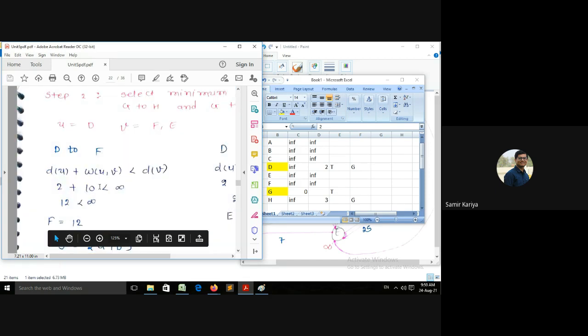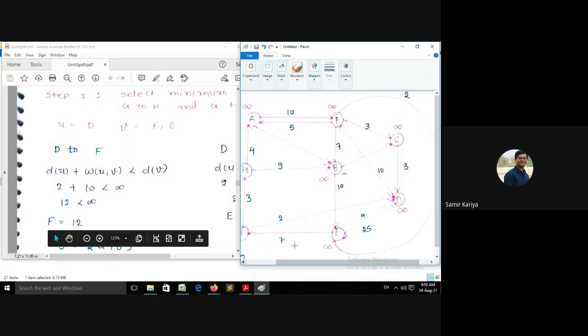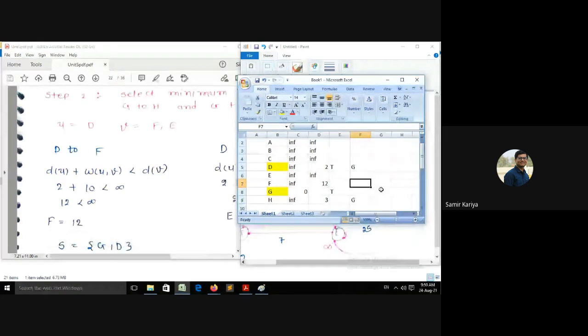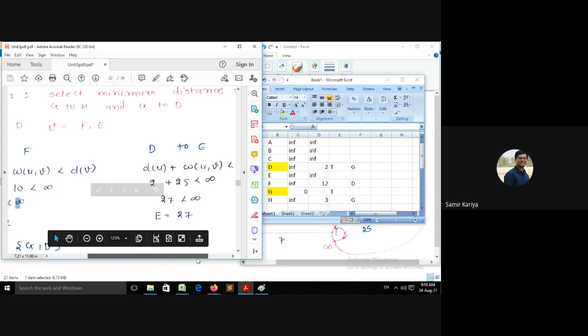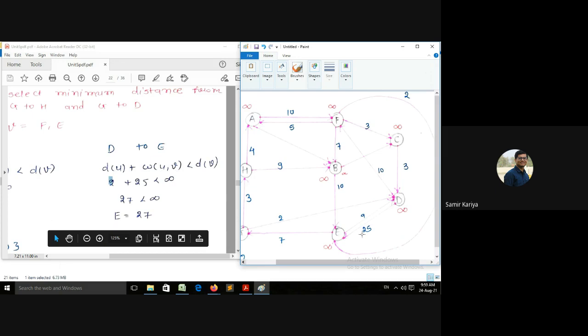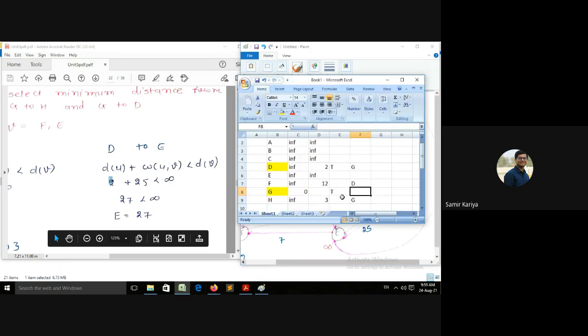Then U to V, that means D to F, that's given in the graph in the question. That's 10. So 2 plus 10 less than infinite. Yes, F is equal to 12. So now you are updating F to 12, and the parent node D for Delhi. Done. Second edge, D to E. D is at distance 2, and how much is the distance D to E? That's 25. So the total distance here is 27. Parent node D for Delhi.